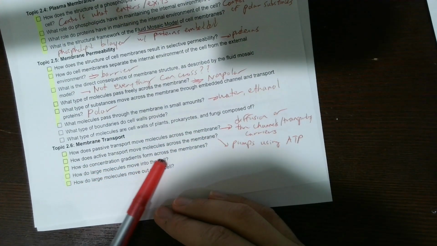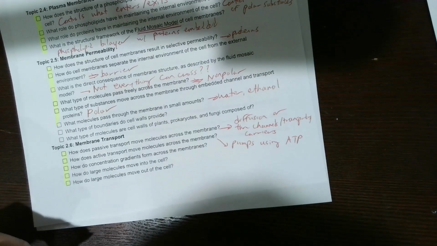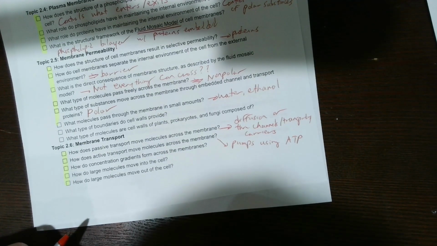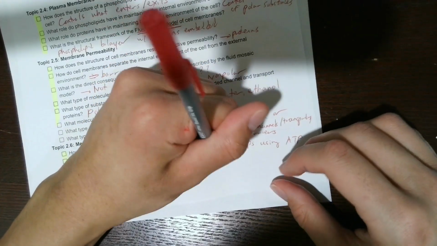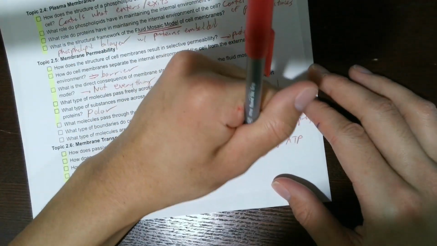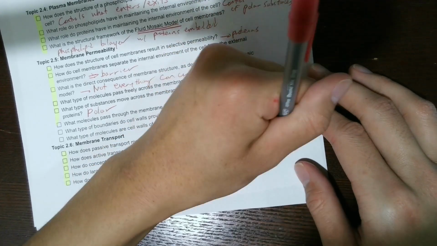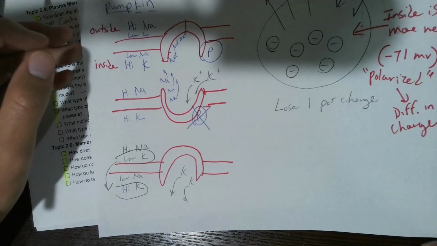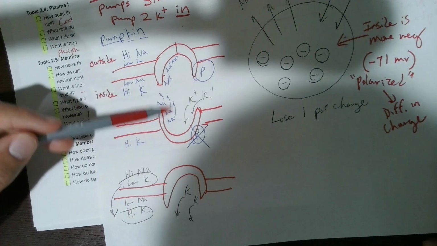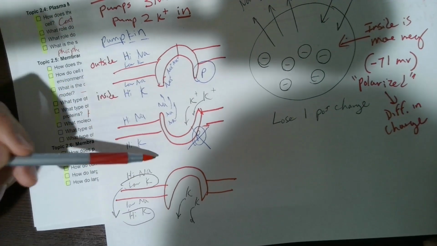How do concentration gradients form across the membrane? That's a tricky question. How do gradients form? The answer to that is actually pumps, like the sodium-potassium pump. And the reason being is that, remember when we were talking about how the pump pumps sodium and potassium against the direction they want to flow in?